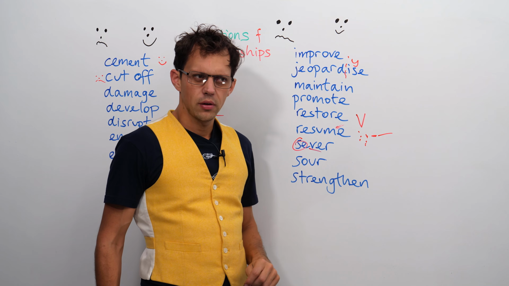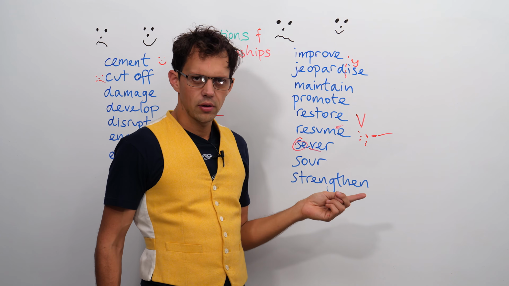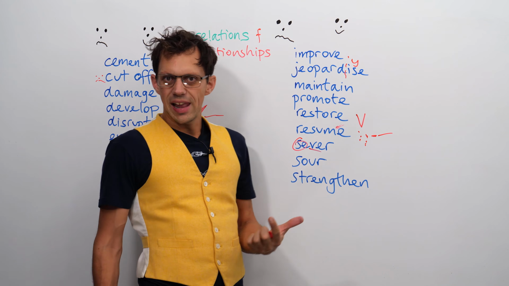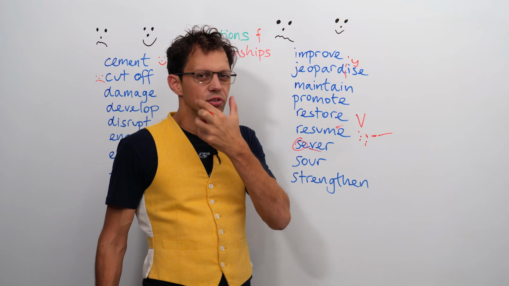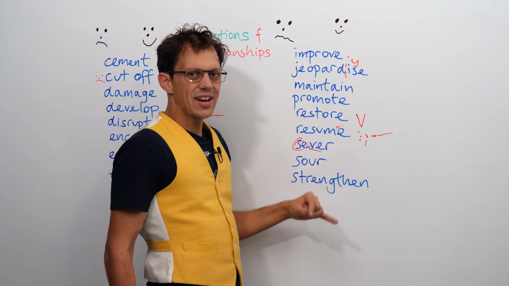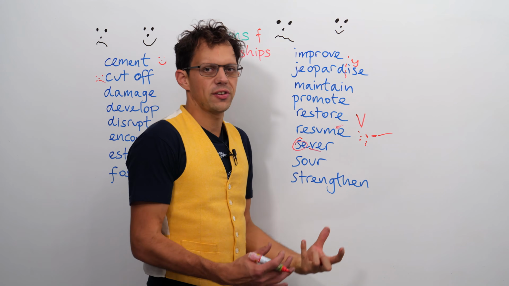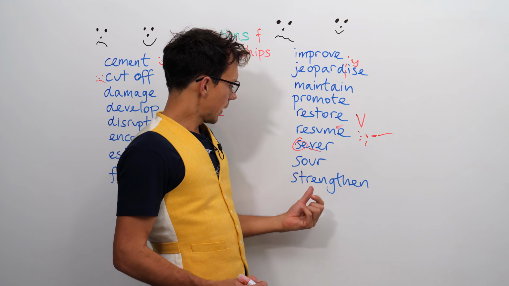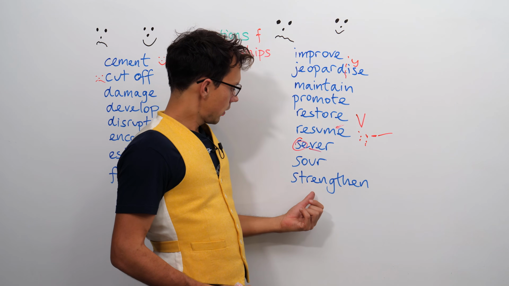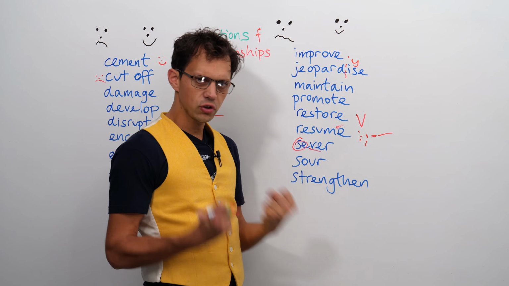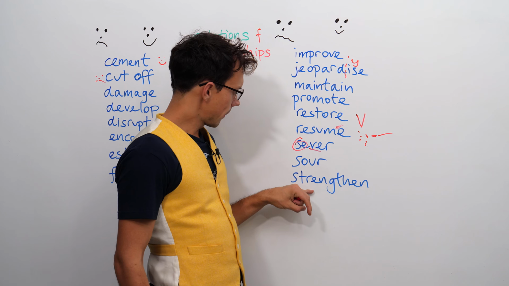Sour. Positive or negative? Yep, more on this side. We talk about lemons being sour. It's that very bitter taste. But if you sour, it's an active verb. You're doing something to make the relations worse. Quite the opposite of this word, strengthen, to make strong.